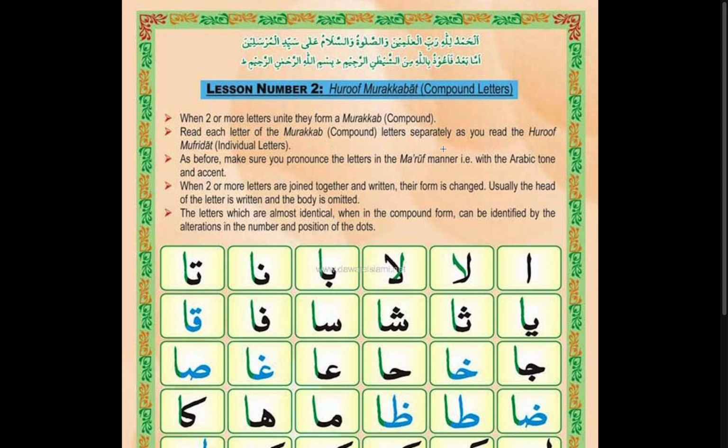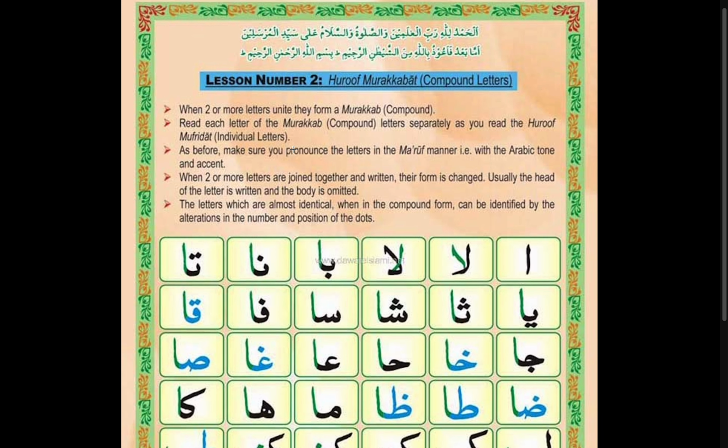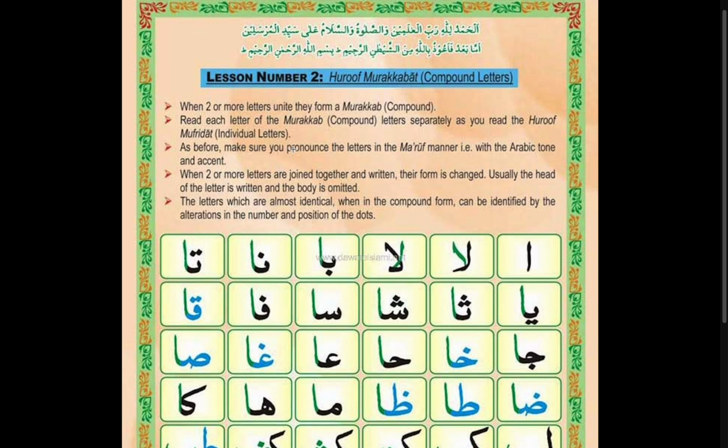Read each letter of the murakkab compound letters separately as you read the haruf and mufridat, the individual letters. So the purpose of this lesson is not to join the letters. The purpose of this lesson is to read the letters individually. Even though they are joined together, we're going to learn how they look when they are joined together with each other. As before, make sure you pronounce the letters in the maruf manner with the Arabic tone and accent.